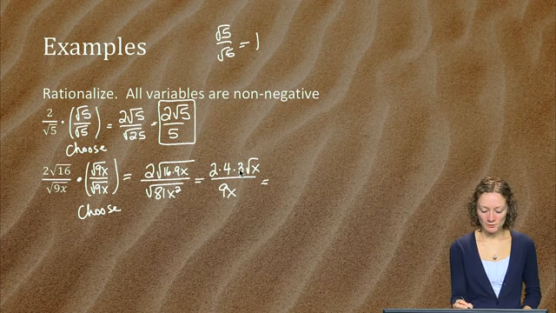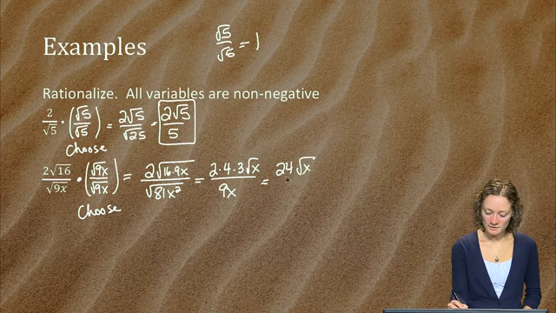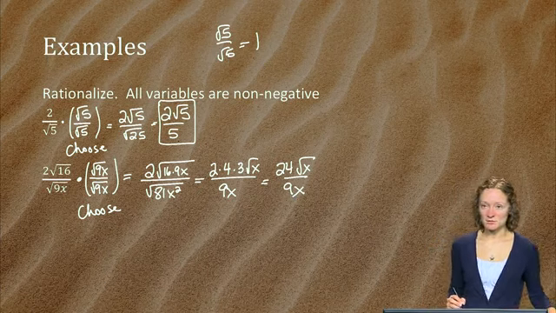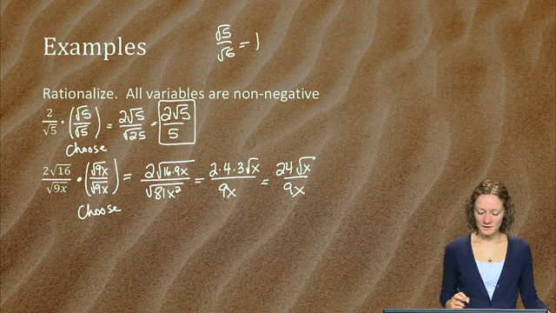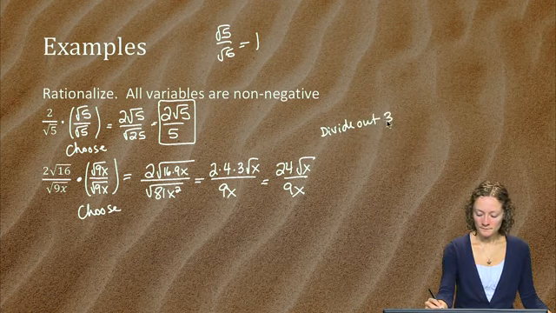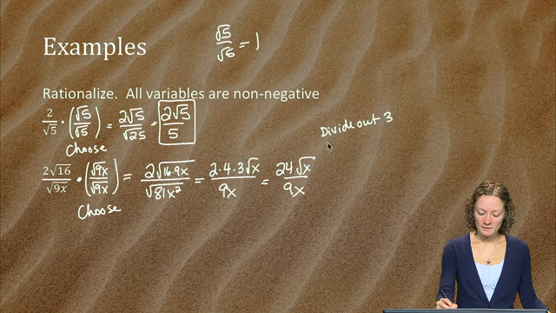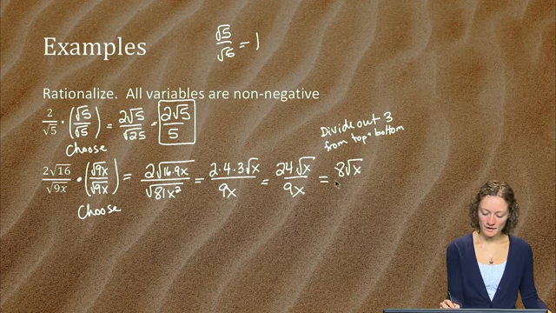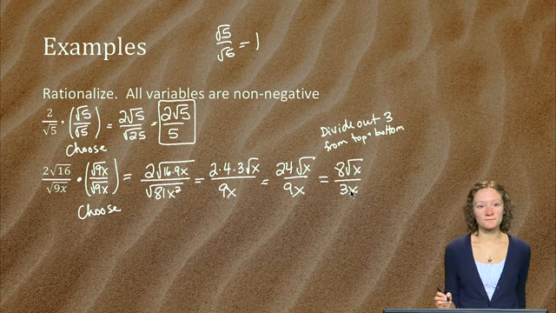Clean this up a little. 2 times 4 times 3 is 24. Square root of x all over 9x. And then we can actually simplify this one a little bit further. The 24 on top and the 9 on the bottom both have a 3 in common. So we can divide out a 3 from top and bottom, which gives us 8 square root of x over 3x.